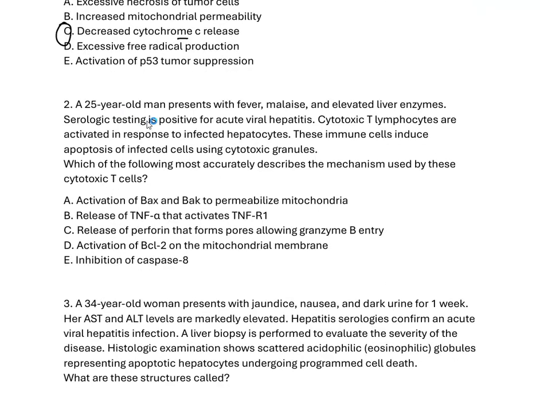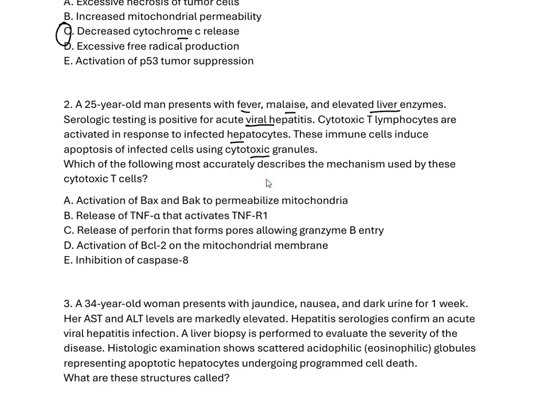A 25-year-old man presents with fever, malaise, elevated liver enzymes. Serologic testing is positive for acute viral hepatitis. Cytotoxic T cells are activated in response to infected hepatocytes. These immune cells induce apoptosis of infected cells using cytotoxic granules. Which of the following most accurately describes the mechanism used by these cytotoxic T cells?